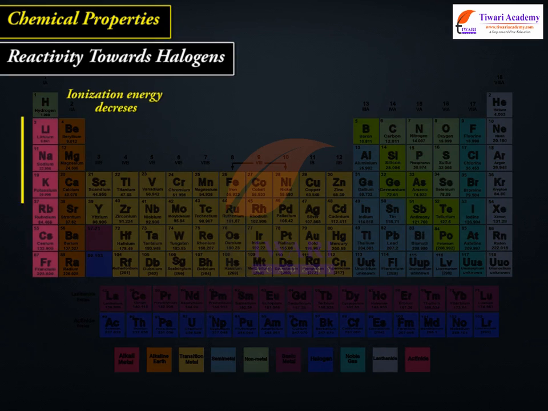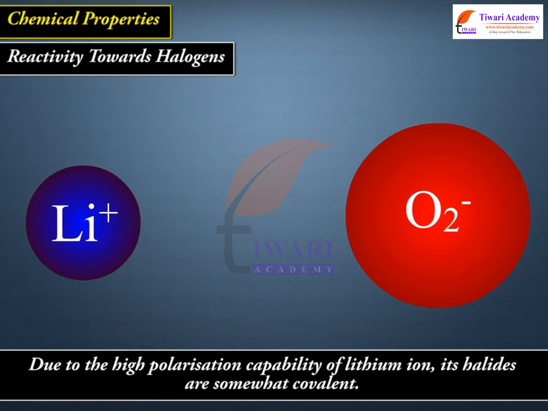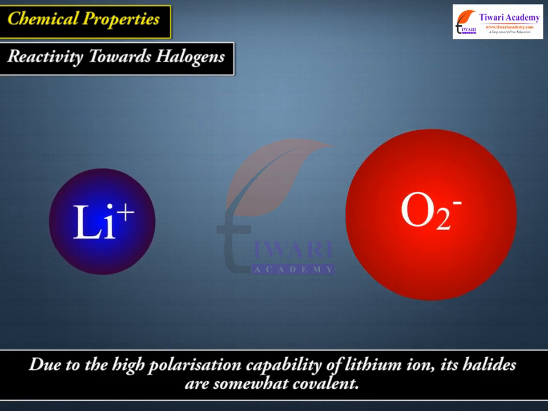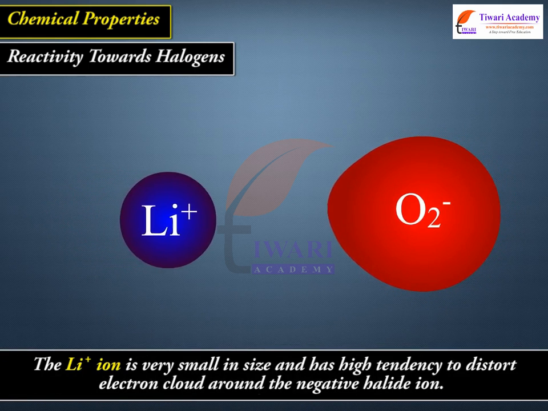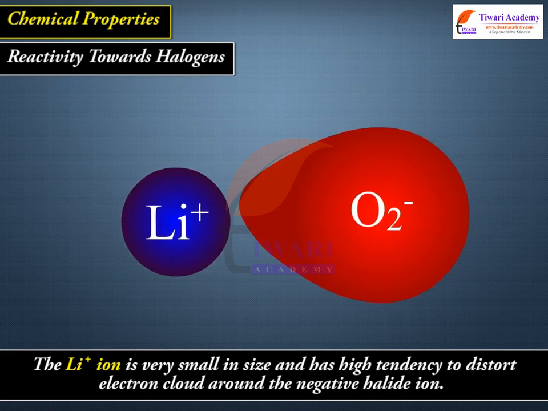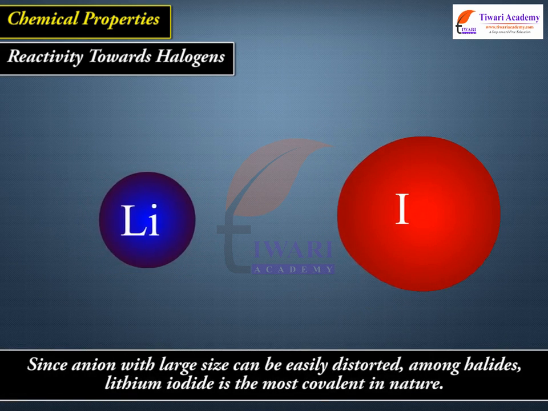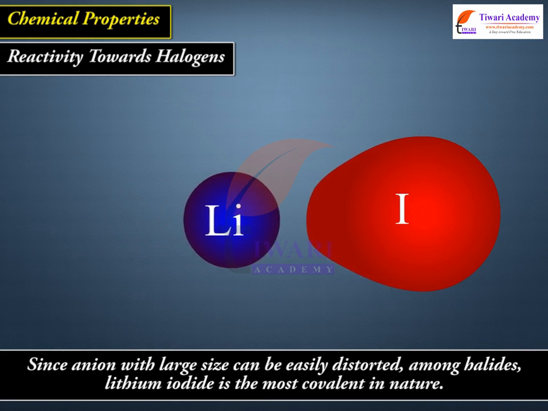The reactivity of the alkali metals increases as their IE decreases. The reactivity order is cesium greater than rubidium, greater than potassium, greater than sodium, greater than lithium. Due to the high polarization capability of lithium ion, its halides are somewhat covalent. The Li+ ion is very small in size and has a high tendency to distort the electron cloud around the negative halide ion. Since an ion with large size can be easily distorted, among halides, lithium iodide is the most covalent in nature.